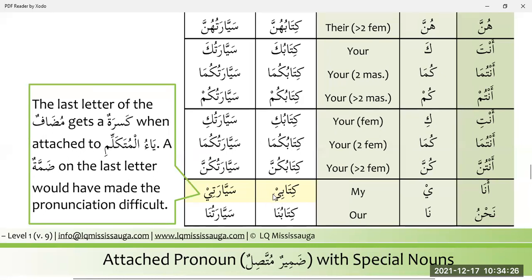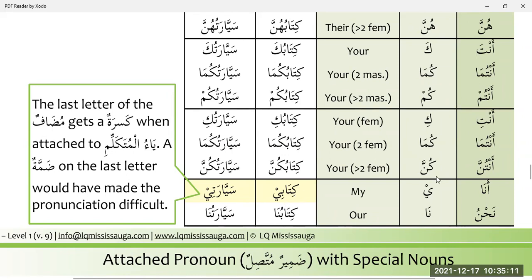Kitabi: the last letter before the ya mutakallam of ana will take a kasra, because before the ya we cannot write fatha or dhamma. If there is a ya, the last letter before it will be in the genitive case, which is kasra. So ba will take kasra here because of this ya. We have learned about this in the first lesson also. Kitabi sayarati. Here it was sayaratu, kitabu.